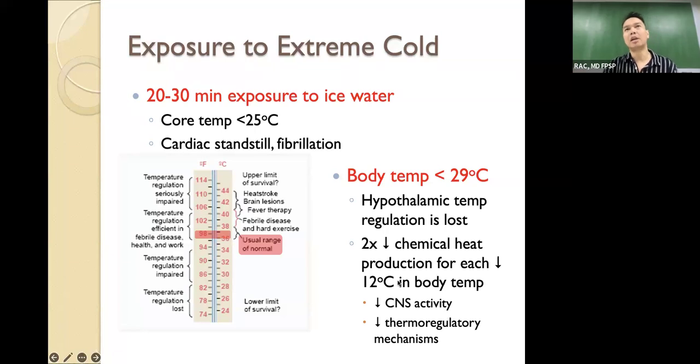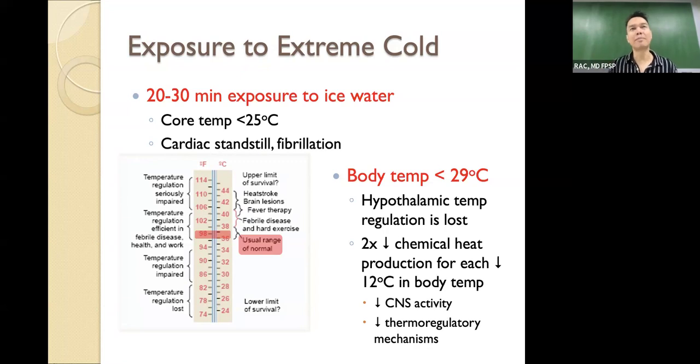So in that regard, the neurons are also affected. So the hypothalamus will not be able to control body temperature now. So for every 12-degree drop in body temperature, heat production or chemical heat production drops by 2 times. So the core temperature will slowly decrease. So this will now cause hypothermia. So manifestations will also be neurologic.